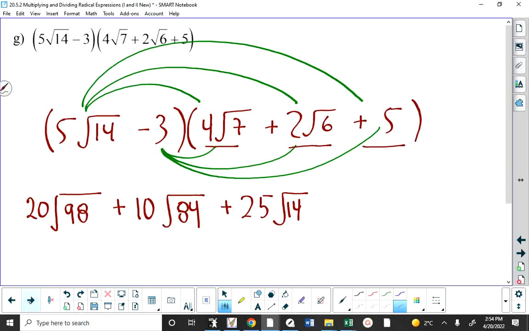Now, what I like to do here, everybody, is I just like to go check. I'm done with the 5 root 14. I move on to the negative 3. Negative 3 times 4 root 7 is negative 12 root 7. Negative 3 times 2 root 6 is negative 6 root 6. And negative 3 times 5 is negative 15.